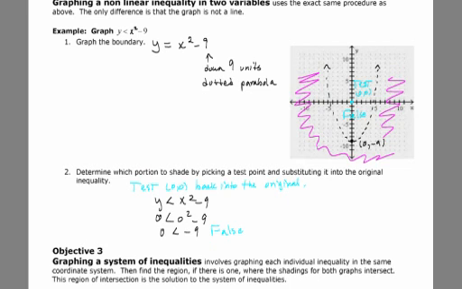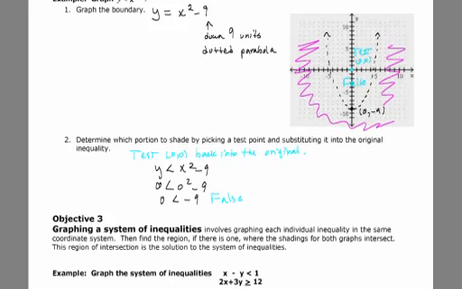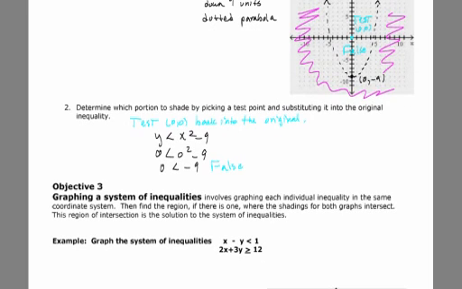Now let's put these together as a system. So we'll graph both linear and nonlinear inequalities together, and we need to find the solution. So let's take a look at it. It involves graphing each individual inequality just like we did in the previous two examples, but we'll put them together in the same coordinate system. Then what I have to do is find the region where the shadings for both graphs would intersect or overlap.